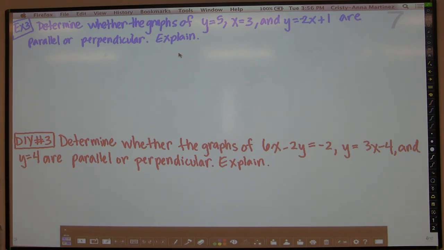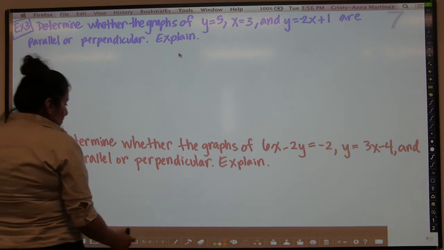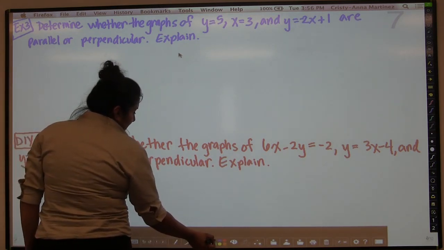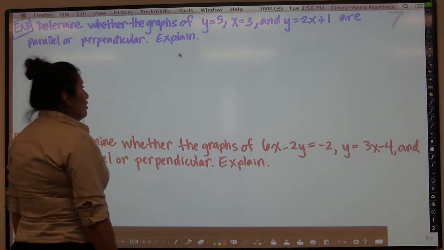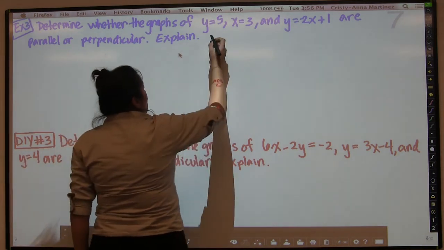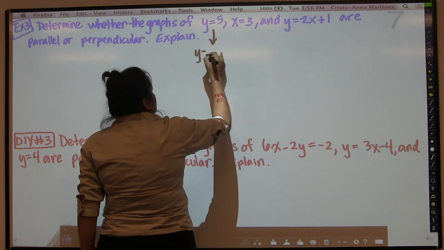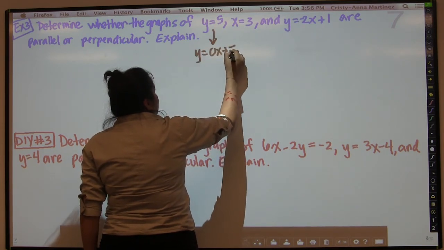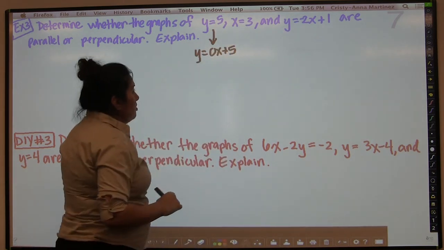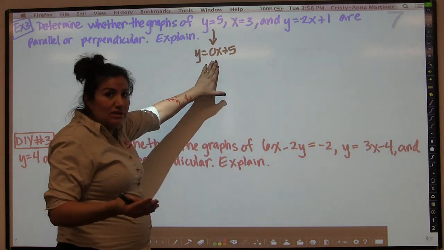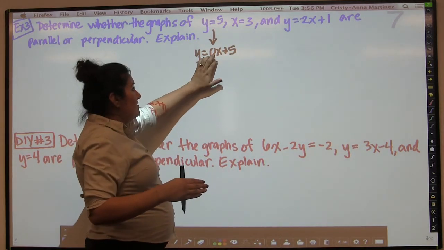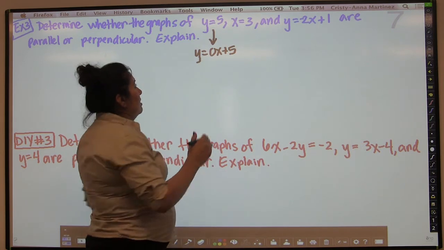Determine whether the graphs of y equals 5, x equals 3, and y equals negative 2x plus 1 are parallel, perpendicular, or neither, and explain. Well, the first thing I'm going to remind you of is back in 3.3, we learned that this equation right here, y equals 5, is y equals 0x plus 5 in slope-intercept form. So basically my slope is 0, and I said a little while ago that if you have a 0 slope, the line is automatically horizontal.